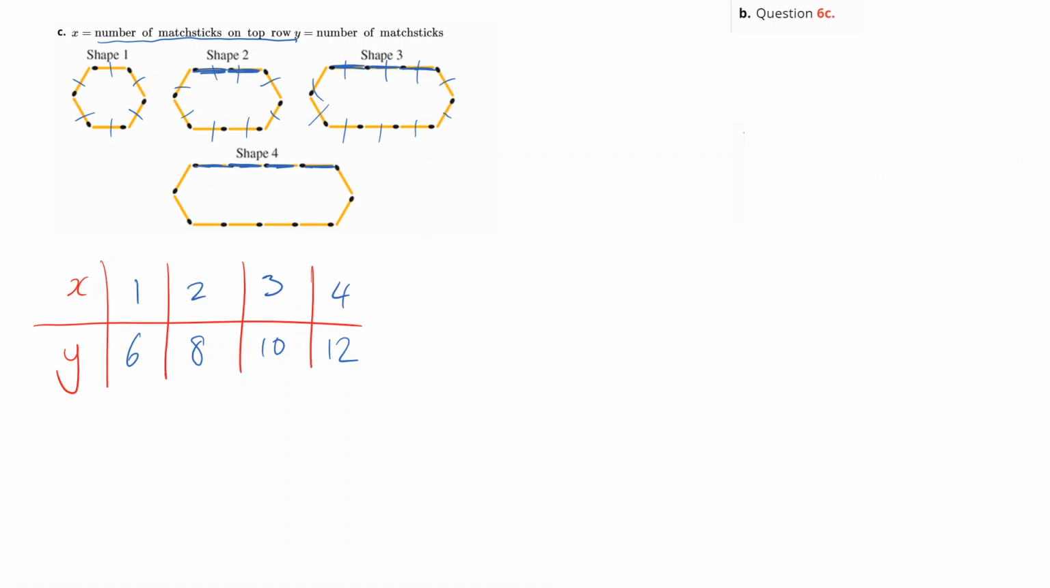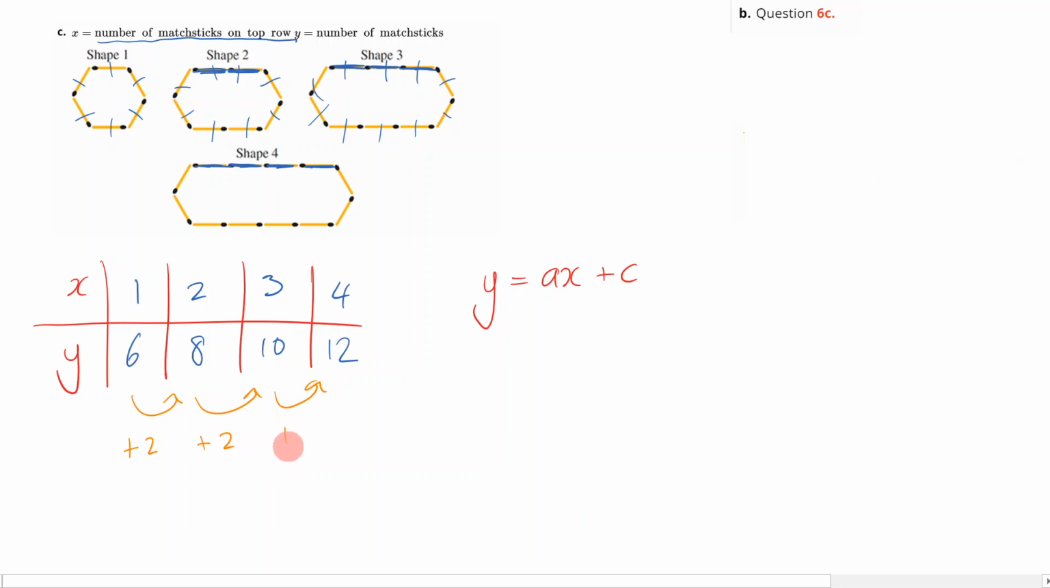Now we're going to create our rule for this. Remember, our rule is y is equal to the coefficient of x, so a is the coefficient of x, then plus some constant. To find out what our coefficient of x is, we're going to see what our difference in y is as our x increases by 1. So you're plussing 2 each time. So that means my a here is going to be 2.